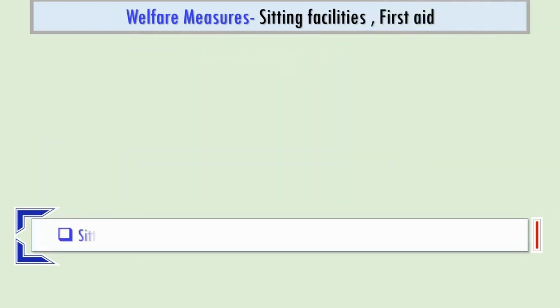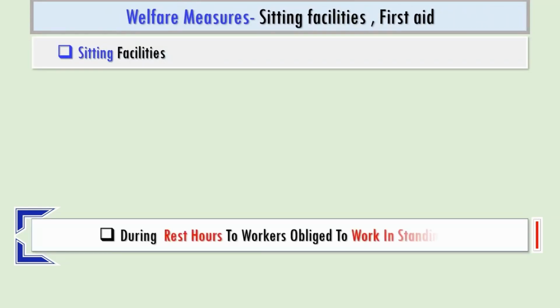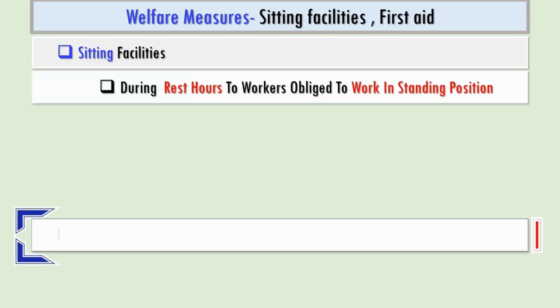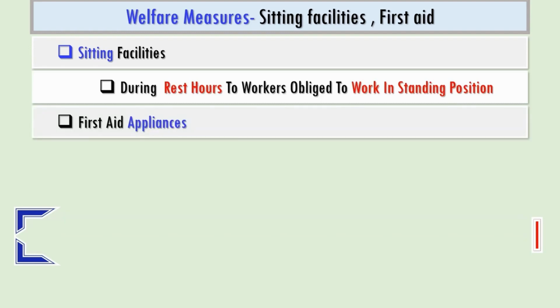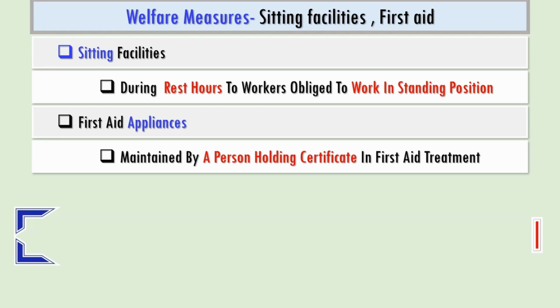The Act provides for sitting facilities for those workers who, as a part of the job, are required to be in a standing position in the course of work, and it also mandates maintenance of first aid appliances and facilities under the control of a person holding a certificate in first aid treatment.